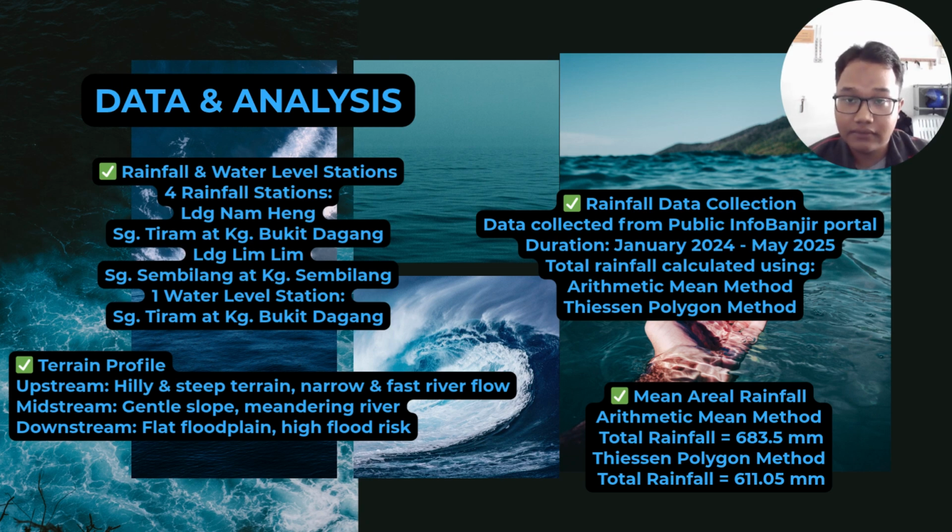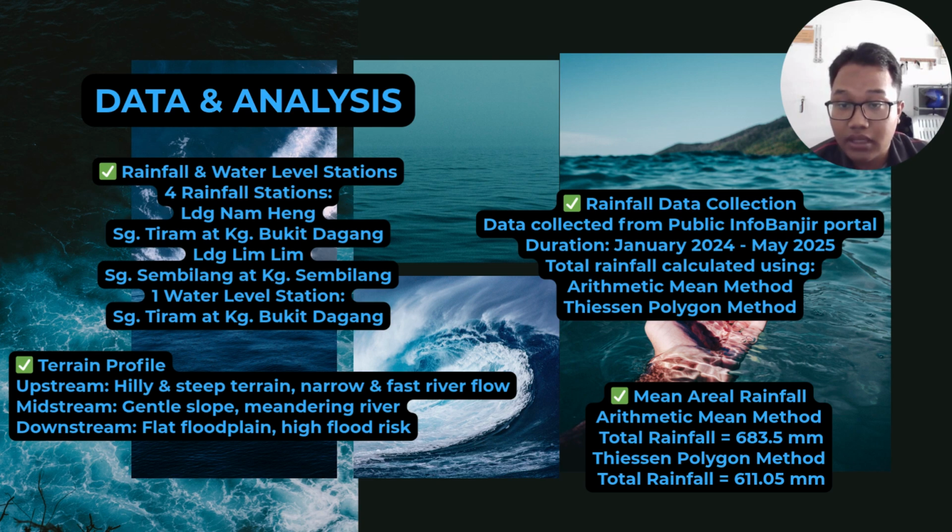Next is for data and analysis. Rainfall and water level station. Our group takes four rainfall stations. First, Ladang Nam Heng. Second, Sungai Tiram at Kampung Bukit Dagang. Third, Ladang Lim Lim. Fourth, Sungai Sembilang at Kampung Sembilang. And our group takes one water level station, Sungai Tiram at Kampung Bukit Dagang.